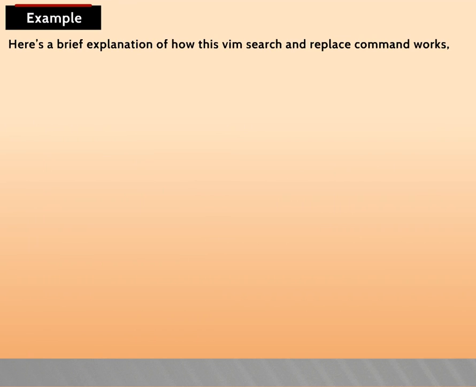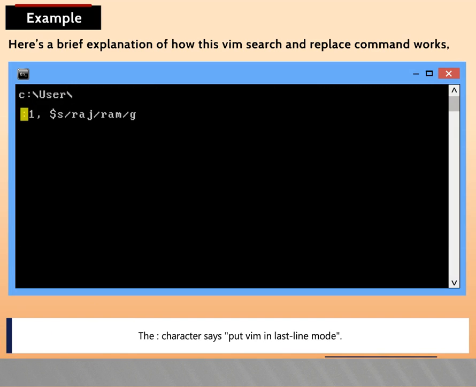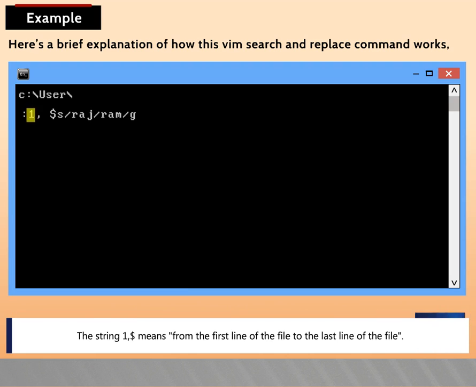Example. Here's a brief explanation of how this Vim search and replace command works. The colon character says put Vim in last line mode. The string 1,$ means from the first line of the file to the last line of the file. The s character means swap the first pattern, that is Raj, with the second pattern, Ram.